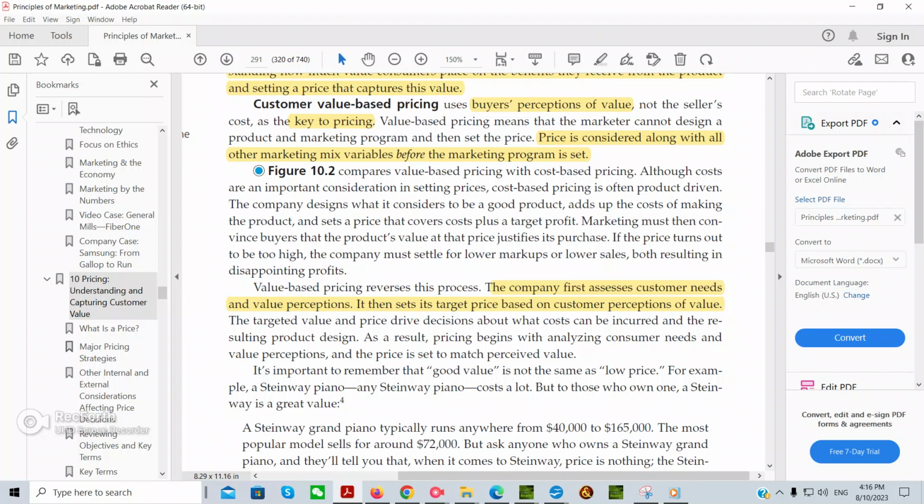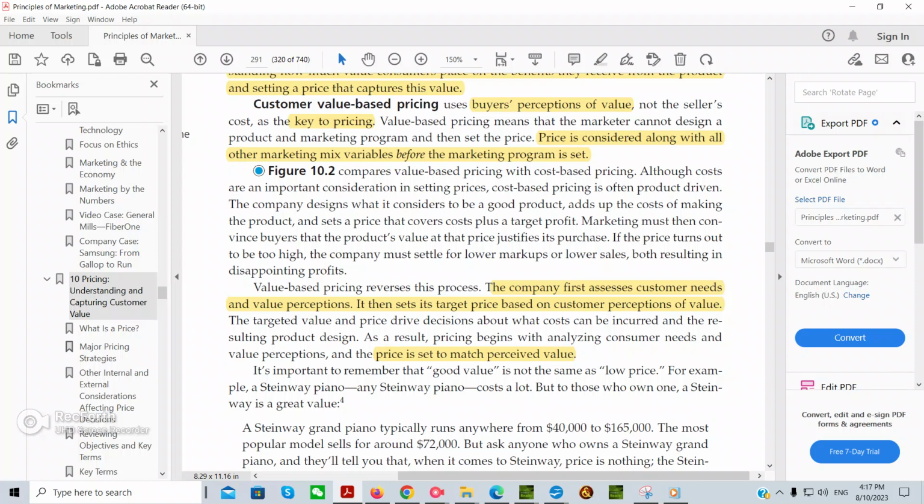The targeted value and price drive decisions about what costs can be incurred and the resulting product design. As a result, pricing begins with analyzing customer needs and value propositions, and the price is set to match the perceived value. It all boils down to this: the price is set to match the perceived value. The key word is perceived. It's how the customer sees it. It's important to remember that good value is not the same as low price.